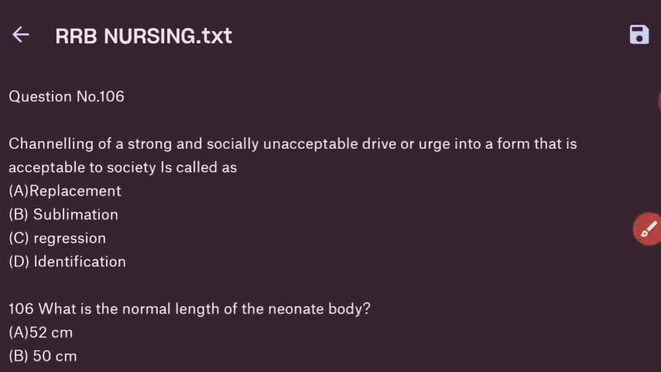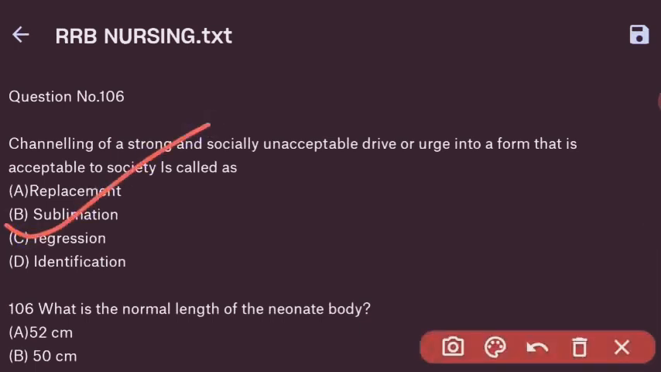Next question. Channeling of a strong and socially unacceptable drive or urge into a form that is acceptable to society is called sublimation. These are types of defense mechanism. Let me give you one example. In sublimation, suppose a person gets angry. Aggressiveness is a kind of socially unacceptable behavior, right? So that person will convert the energy of his aggressiveness into sports, because sports is socially acceptable. So this is an example of sublimation.